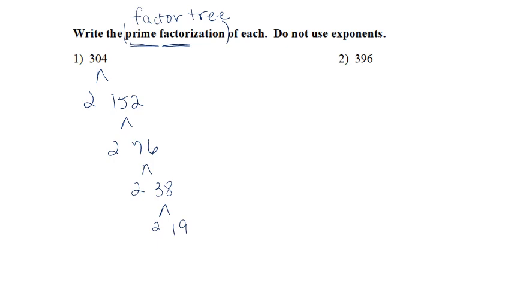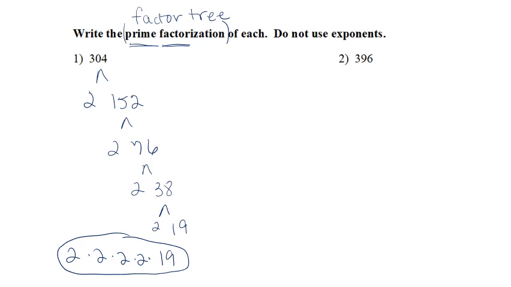And to help us with what we're going to do tomorrow, you're just going to write this as 2 times 2 times 2 times 2 times 19. That is your answer. Okay? Do not do exponents, even if you did that for grade school. Please do not do that because, like I said, this will help us for tomorrow.